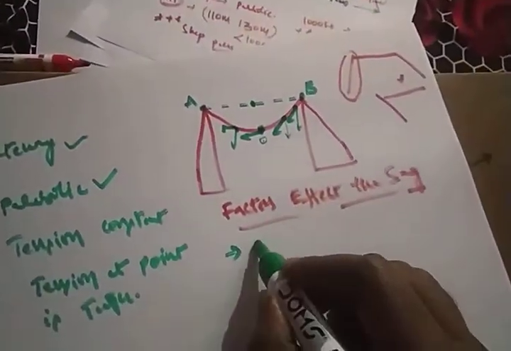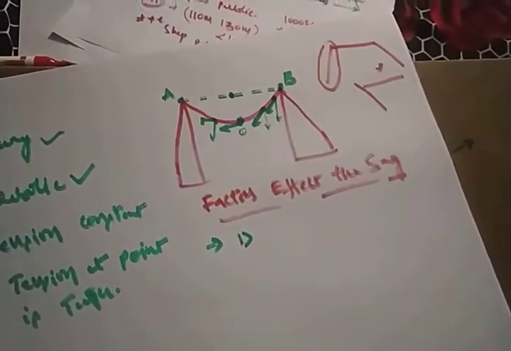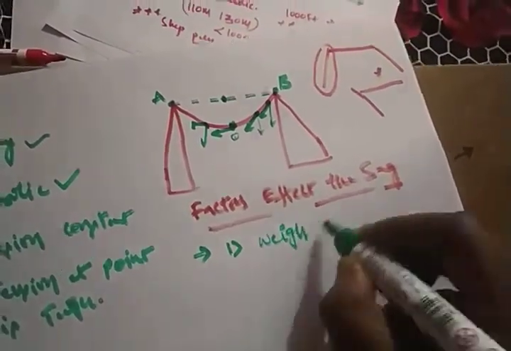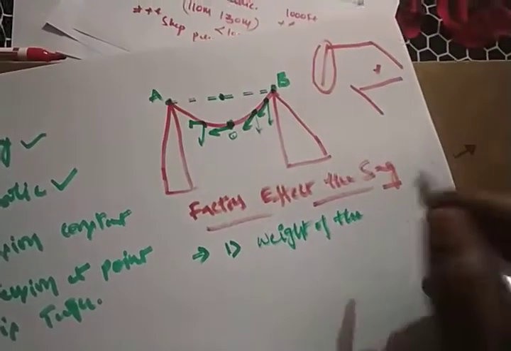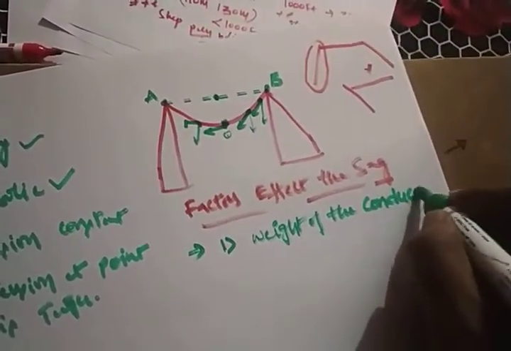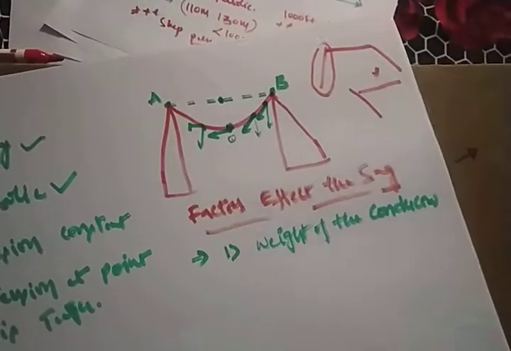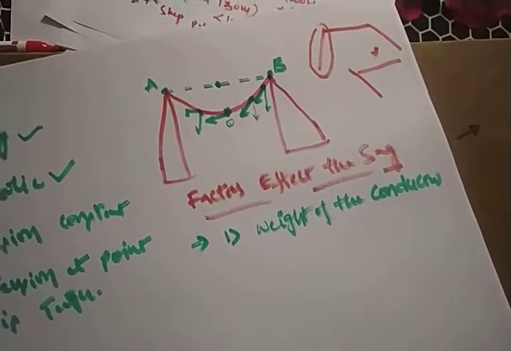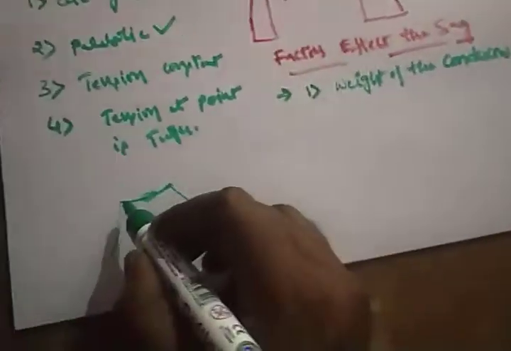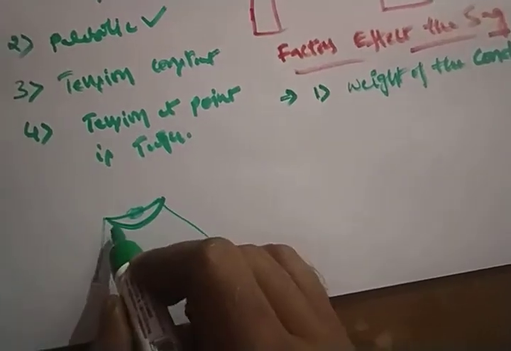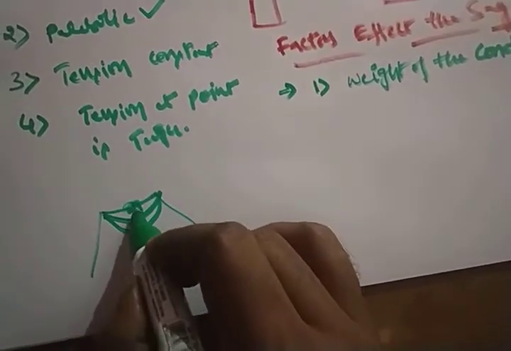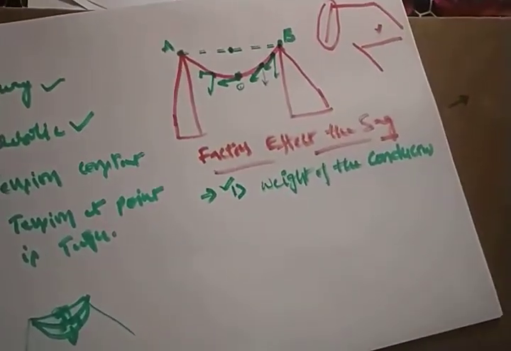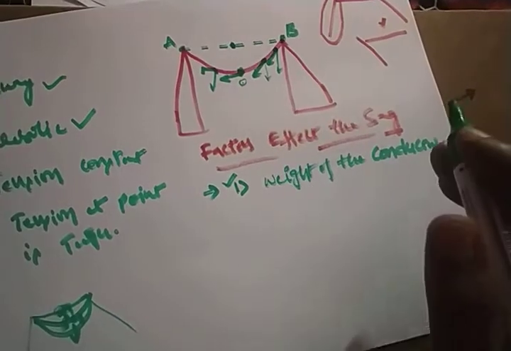The first point: sag depends on the weight of the conductor. If the weight of the conductor increases, my sag also increases. Suppose the conductor weight is high, what happens? The conductor will curve more instead of staying at height. That means sag is going to increase. So the first point is over: sag depends on the weight of the conductor.